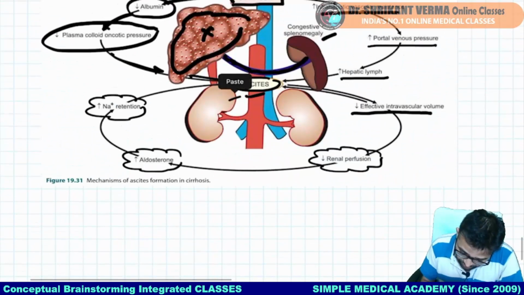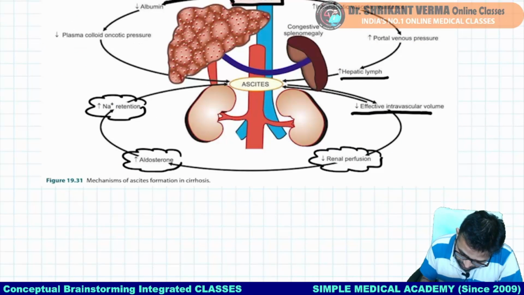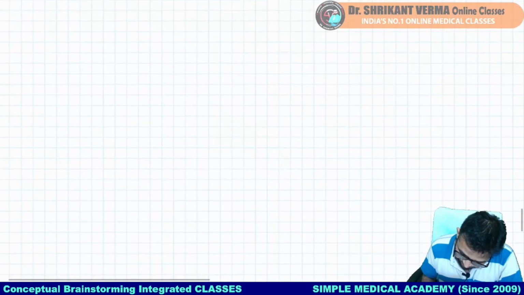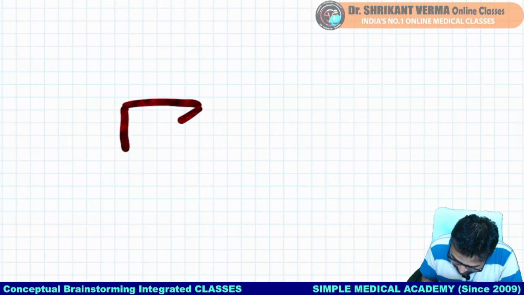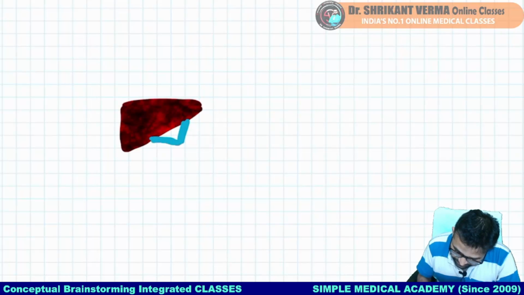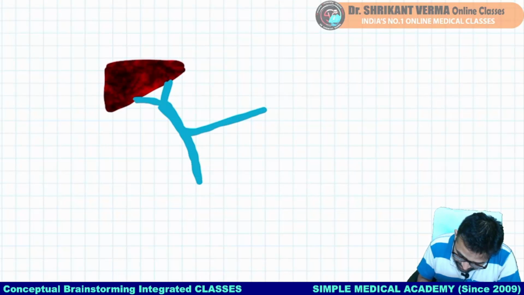So again, what I want to tell you, yes, see here, what are the different features. Suppose this is the liver. Fine, sir. Portal vein is here. Yes, sir, this is the portal vein, which is formed by the splenic vein and the superior mesenteric vein.